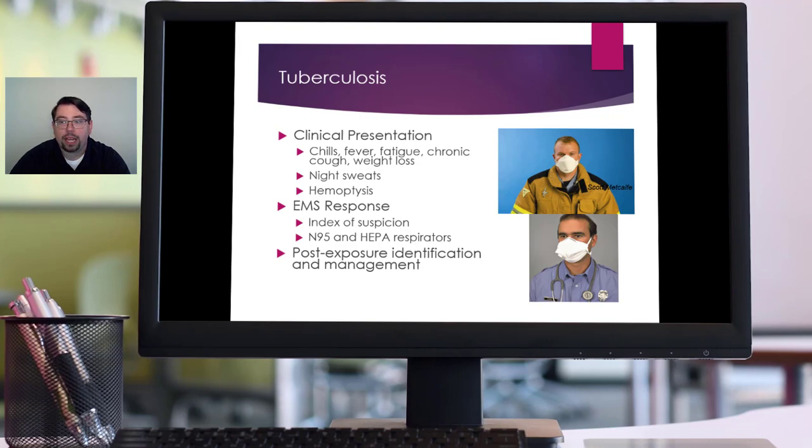Have a high index of suspicion with anyone who presents with an infectious disease, that it may be tuberculosis or some other type of droplet-spread infection. For that, immediately you would don an N95 or a HEPA mask, and then make sure you follow your post-exposure plan, right? And make sure that you let your management know.